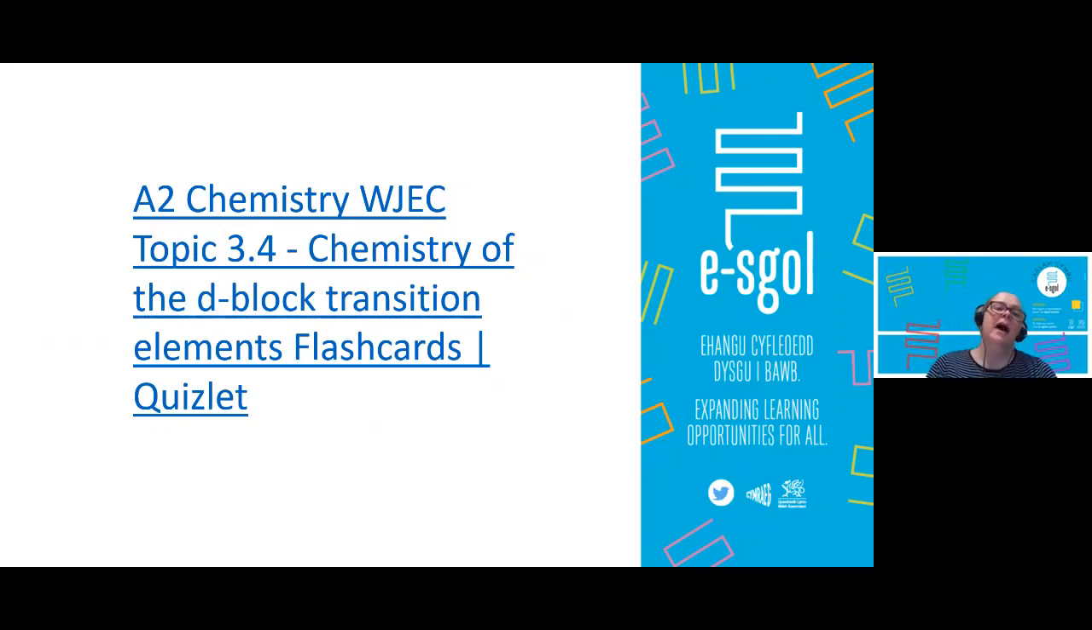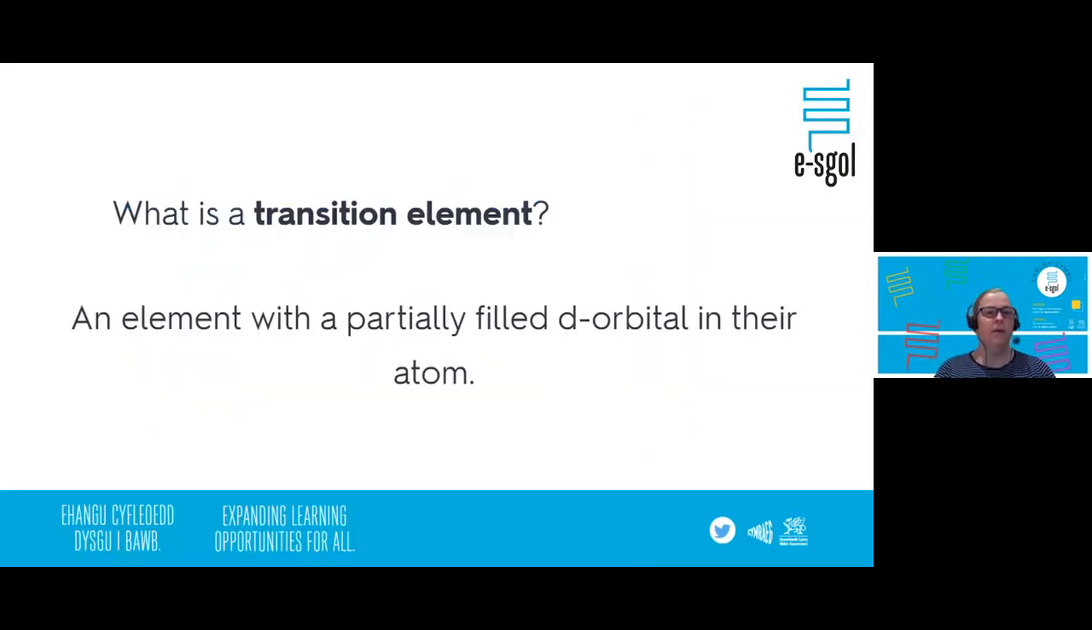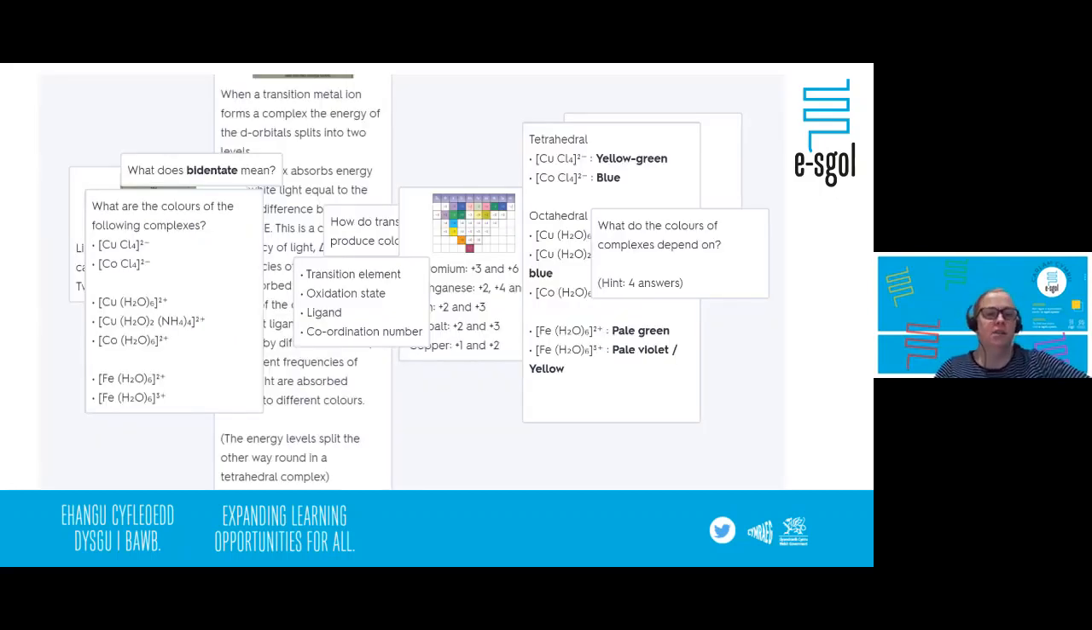Okay, so I've put a link there on the PowerPoint when you get it that will take you directly to Quizlets that have already been prepared for you for topics 3.3 and 3.4. So hopefully it'll save you a bit of work when you get the PowerPoint from the e-sgol Carolam website. Click on it and it'll take you straight to the website, and it'll come up. That's one of the flashcards that'll come up and it'll give you the answer. That's the sorting game for the transition blocks.